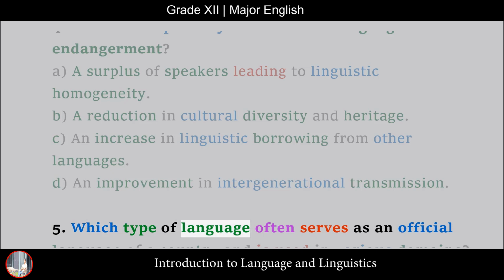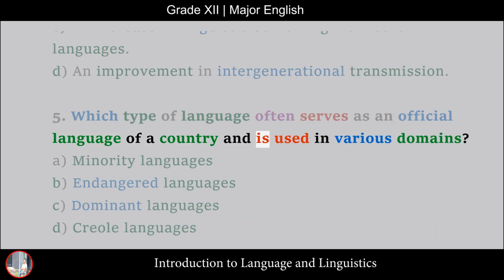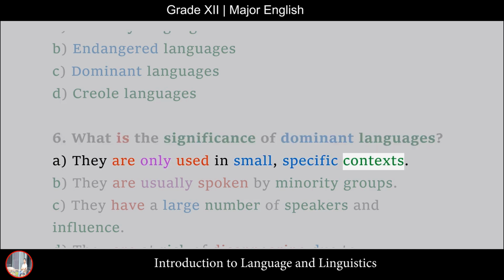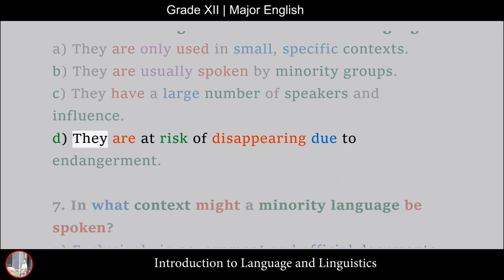5. Which type of language often serves as an official language of a country and is used in various domains? A. Minority languages. B. Endangered languages. C. Dominant languages. D. Creole languages. 6. What is the significance of dominant languages? A. They are only used in small, specific contexts. B. They are usually spoken by minority groups. C. They have a large number of speakers and influence. D. They are at risk of disappearing due to endangerment.